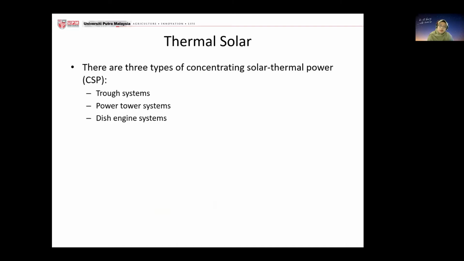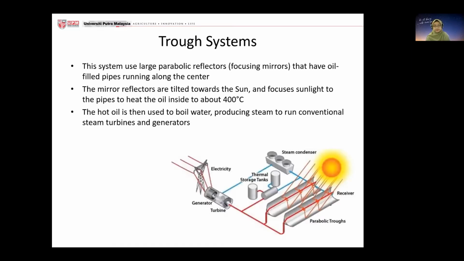Now we look at thermal solar. If you still remember, just now we talked about concentrating solar power, or CSP. In CSP, there are actually 3 types of systems: trough systems, power tower systems, and dish engine systems. We'll go briefly across all 3, just to give you an idea of what is happening in each type of system.